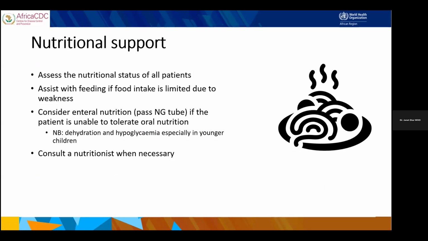Finally, a few more slides on nutritional support. Assess nutritional status of all patients. It's really important. Assist with feeding. So food should become available to patients who are hospitalized in the facility, and also those that are being taken care of at home. And consider a nutritionist or a dietitian specialist evaluation when necessary.